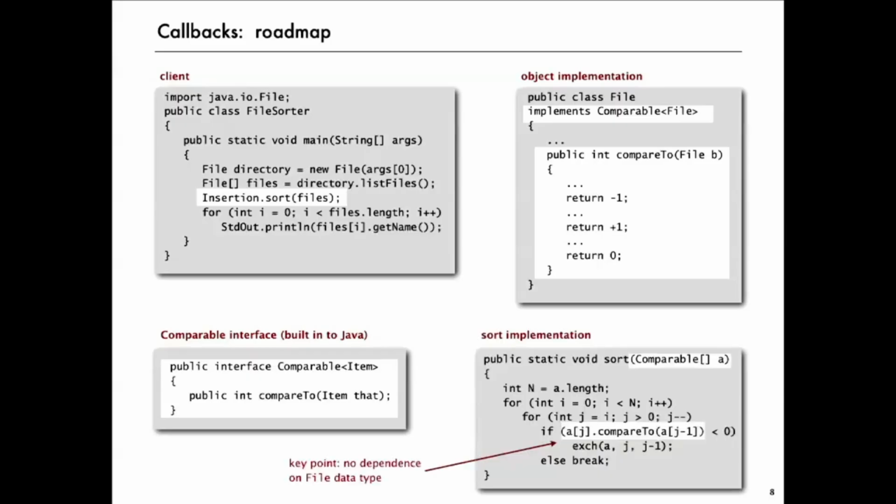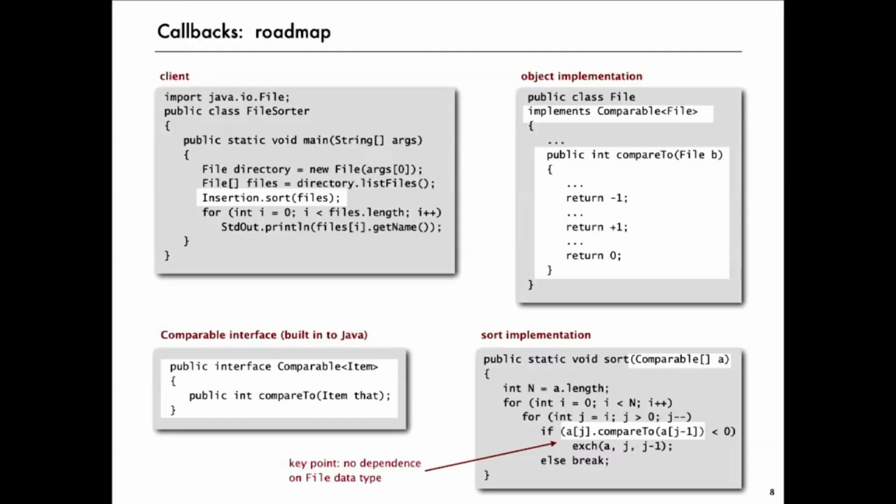Now that compareTo method is really all that the sort implementation needs. First, it says that it's going to take as argument an array of type Comparable. So that means the objects in the array are going to implement the comparable interface, or that they'll have a compareTo method. And then the sort code can just use that compareTo method invoked on an instance of the object, like an entry in the array, and as argument another instance of the object, like another entry in the array, to test whether the first is less than the second, as in this example.